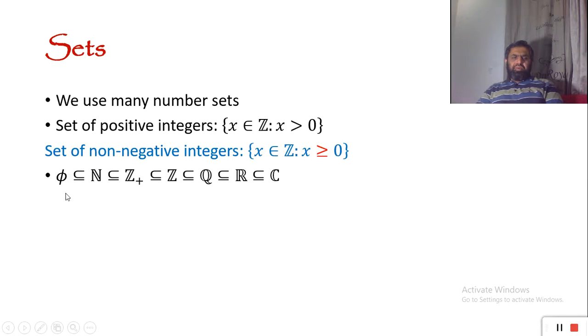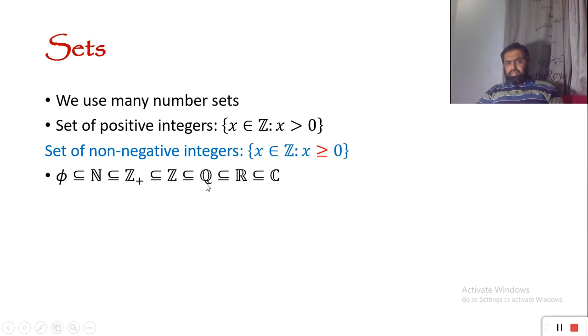And then we have a number of sets. If we go in sequence, first the empty set, which has no elements. Then we have natural numbers 1, 2, 3, 4, 5, 6, 7, 8 and so on. Natural numbers are the set of positive integers, so natural numbers are the same as the set of positive integers. So the set of positive integers is a subset of the integer set.